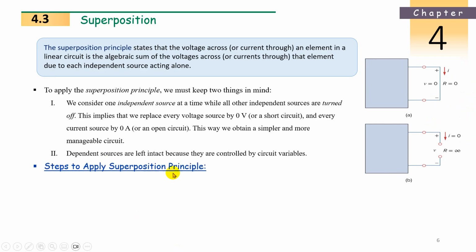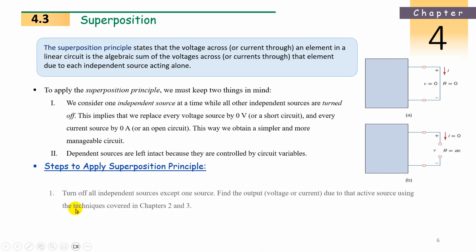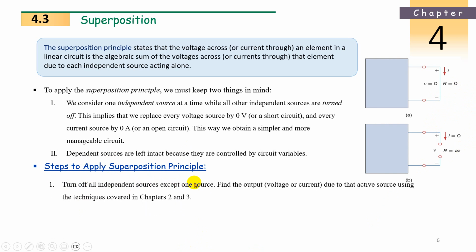So now what are the steps? We have 3 steps. First one, turn off all independent sources except one source. Let's say n independent sources are there in a circuit. How many should we turn off? N minus 1 we have to turn off, maybe short circuit, maybe open circuit. Short circuit means voltage source, open circuit means current source. The remaining one, we have to act as the main source and solve it.